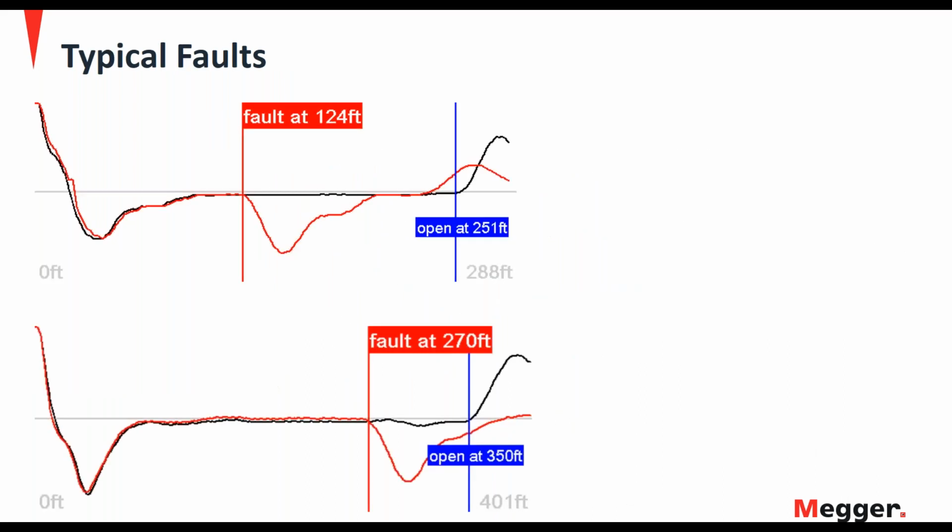So here we have 2 typical faults. These are typical. They're easy to verify the fault distance, but rather than just blindly accept these fault distances, in the top case, fault at 124 feet, in the bottom picture, a fault at 270, rather than just accept this, let's verify it visually.